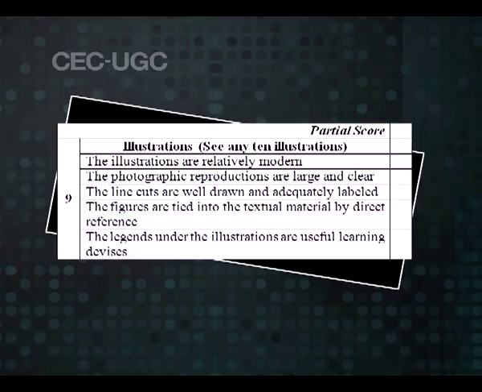Next one is illustrations. Here we will see any 10 illustrations. The points to be noted are: the illustrations are relatively modern, the photographic reproductions are large and clear, the line cuts are well drawn and adequately labeled, the figures are tied into the textual material by direct reference, the legends under the illustrations are useful learning devices. Again we will find out the partial score of each and every item.